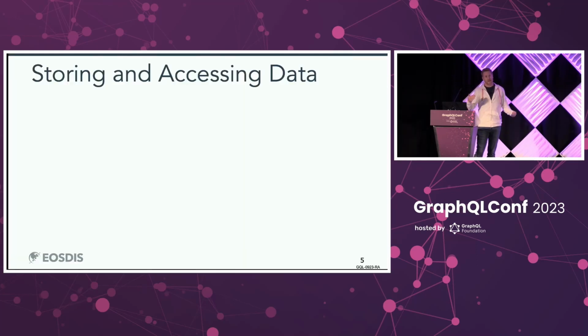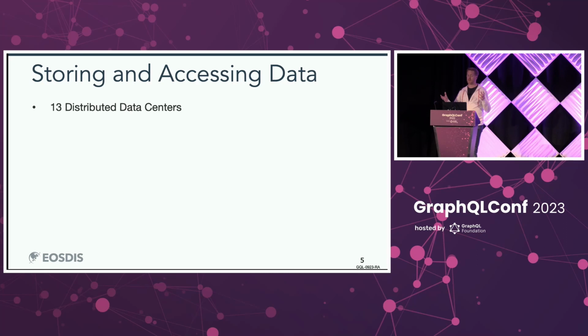How do we store and access the data that comes from all these systems? We have 13 distributed data centers today, we call them DACs, across the country that are responsible for storing the raw data and the expertise that comes in the form of human beings that are scientists and experts on that data.